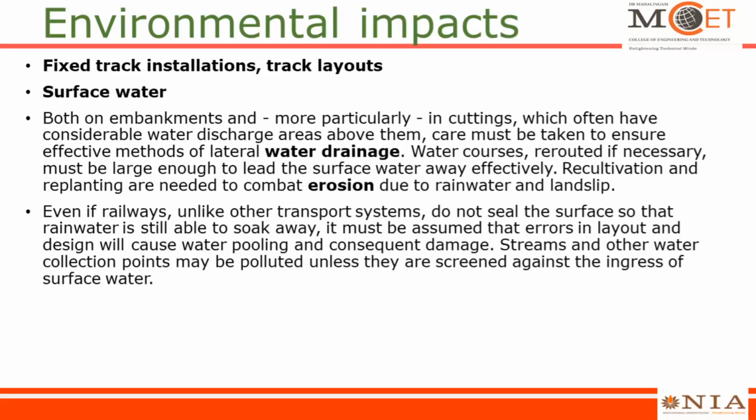Even in railways, unlike other transport systems, do not seal the surface, so rainwater is still able to soak away. It must be assumed that errors in layout and design will cause water pooling and consequent damage. Streams and other water collection points may be polluted unless they are screened against the ingress of surface water.